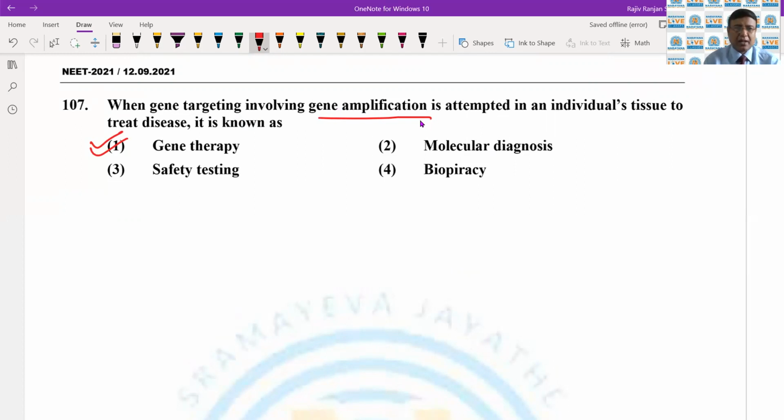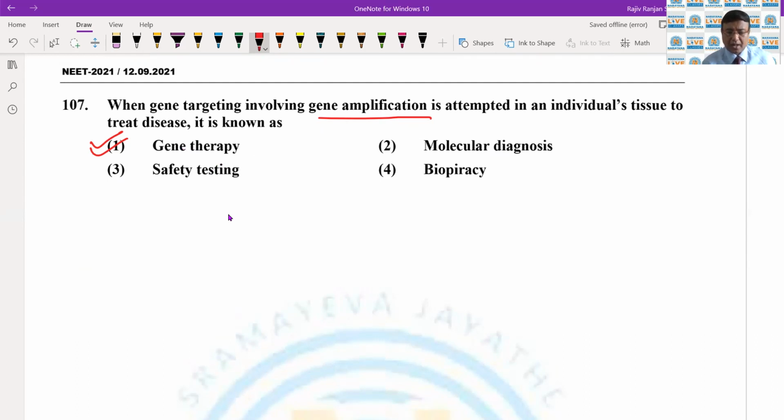And for this, a repetitive gene is introduced, a gene in which repetitive sequences are introduced, or a number of copies of the genes are delivered. So this technique is used to deliver a number of copies of the healthy gene into the person who is suffering from some genetic disease. This is called gene therapy.